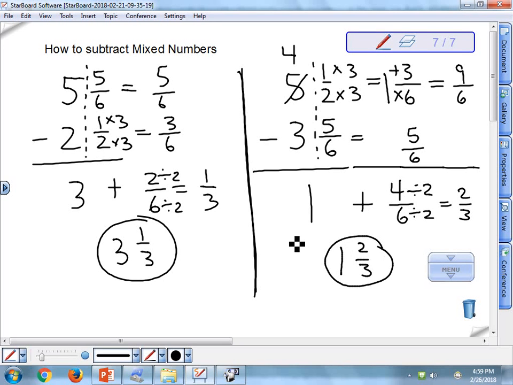So in this case, we now see how to do a borrow when we're doing subtraction. When the fraction above is smaller than the fraction below, we can always do a borrow of 1, bring it over with the fraction, convert that into an improper fraction, and then do our subtraction as we are used to doing. And that's the end of that.